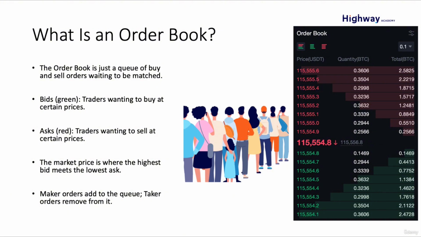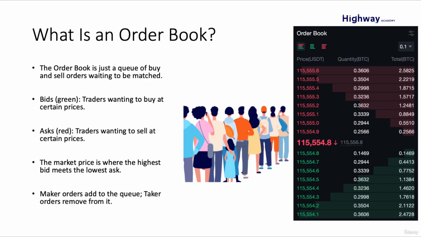On the right side of the screen, you can see the actual order book. The numbers in green are called bids. These are the prices that traders want to buy at. Each green row shows a price, the quantity being bought, and the total amount. You can think of bids as people lining up saying, I want to buy at this price.